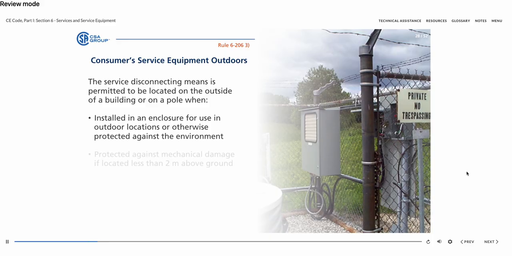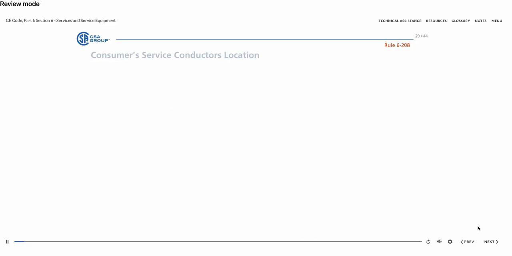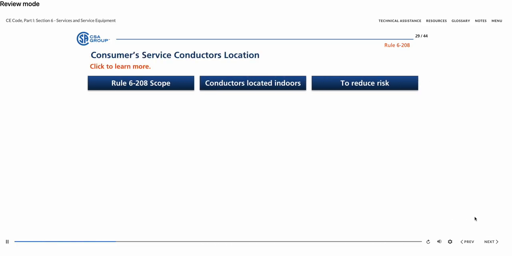When the service disconnecting means is installed outdoors, Rule 6-206 specifies the location and requires protection against environment and mechanical damage. Select to learn more.